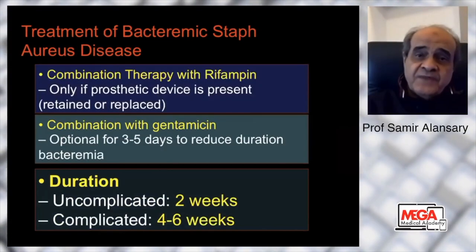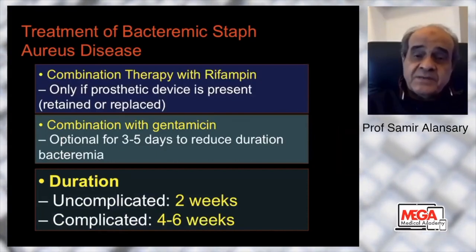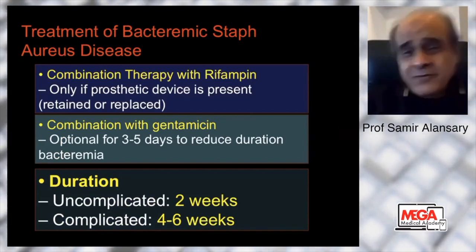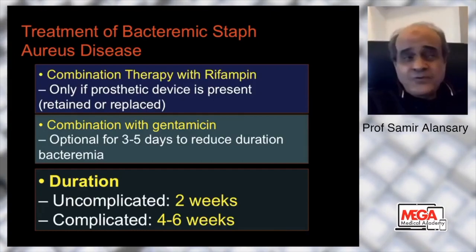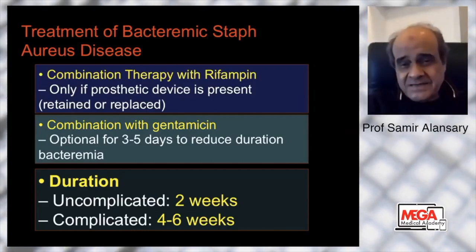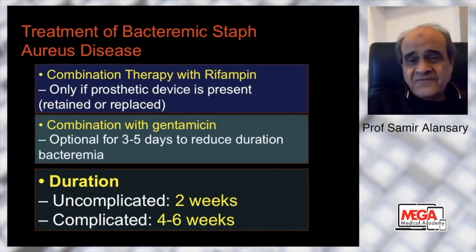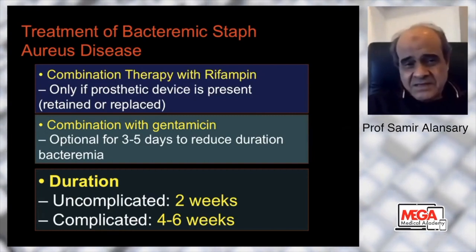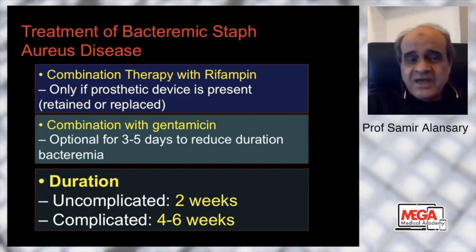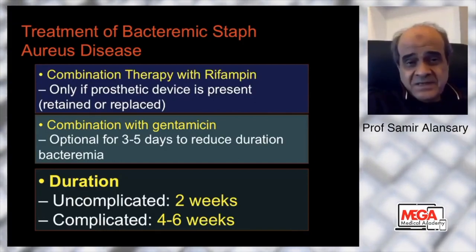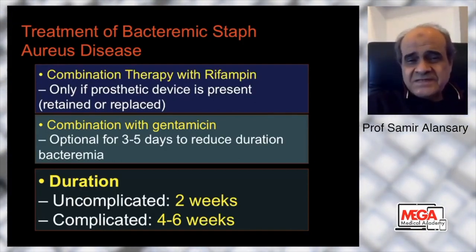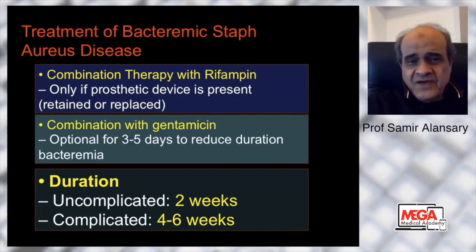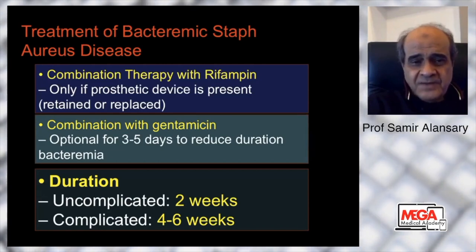Also, treatment of bacteremic staph aureus may be a combination therapy with rifampicin or gentamicin. Rifampicin and gentamicin we can use with vancomycin just for a few days, 1-3 days, just to enhance the efficacy of vancomycin, but don't exceed 3 days in such situations. Combination only if a prosthetic device is present, retained or replaced, to give more efficacy to your vancomycin. Optional for 3-5 days to reduce the duration of bacteremia.